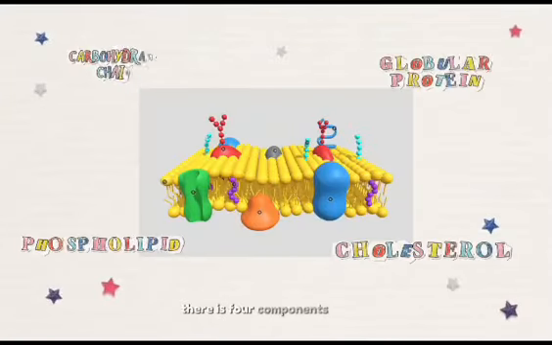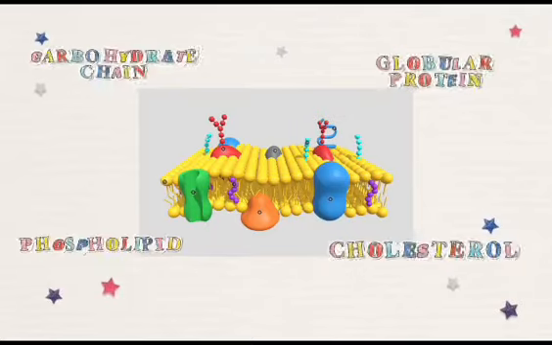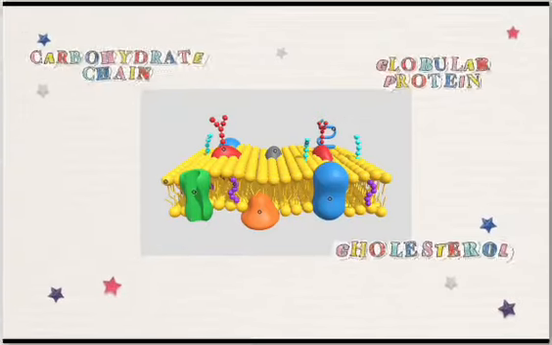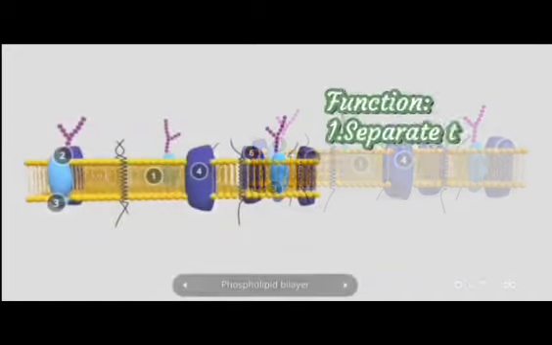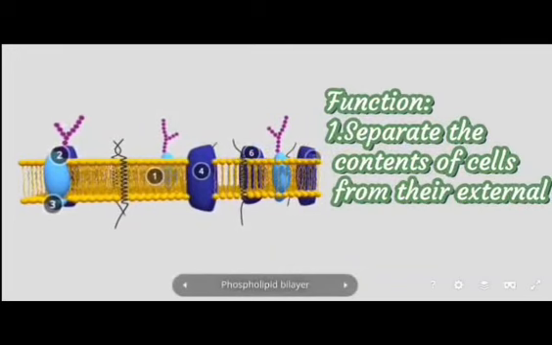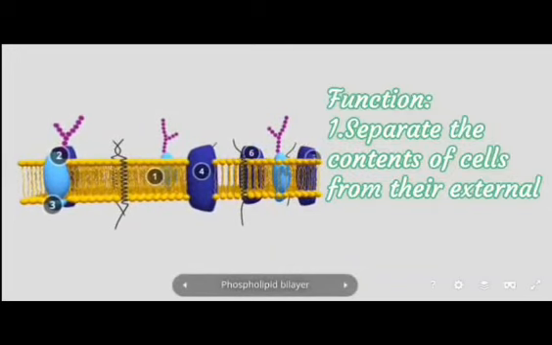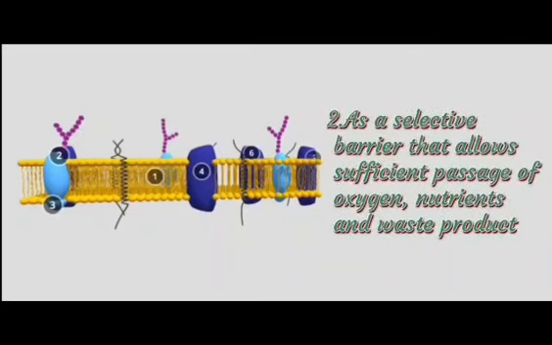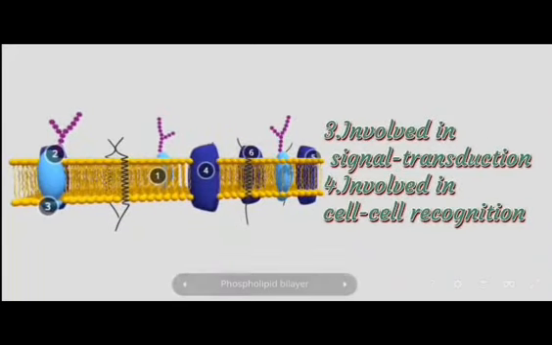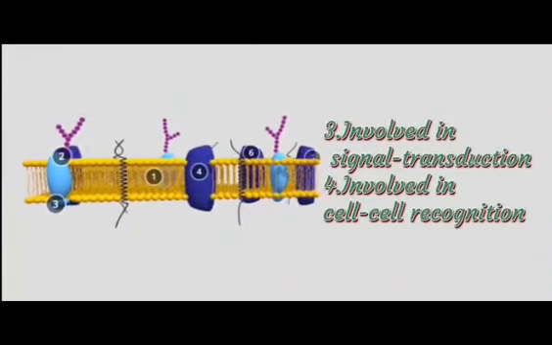There are 4 components in the fluid mosaic model. The plasma membrane is a membrane that encloses a cell and separates the cell from its surroundings. The function of the plasma membrane is to separate the contents of cells from their external environment as a selective barrier that allows sufficient passage of oxygen, nutrients, and waste products, and it is involved in signal transduction and cell-cell recognition.